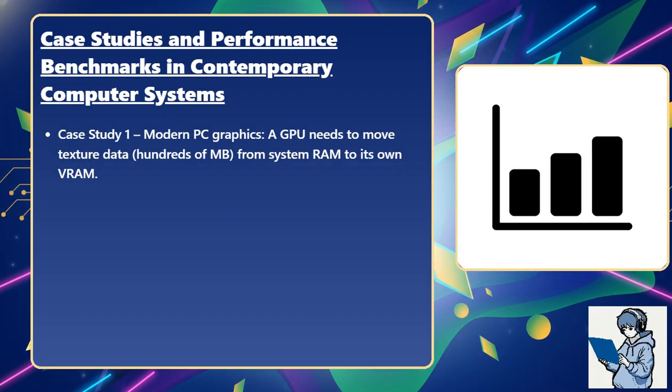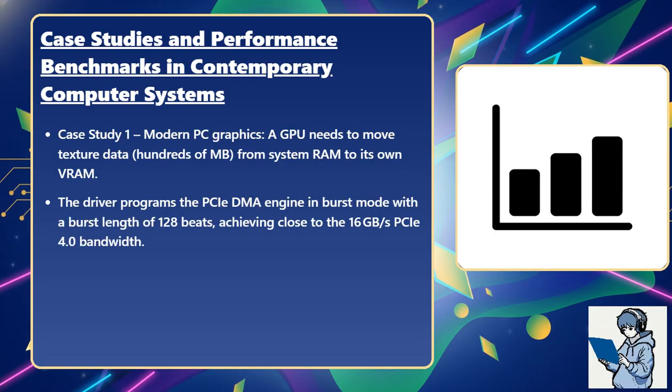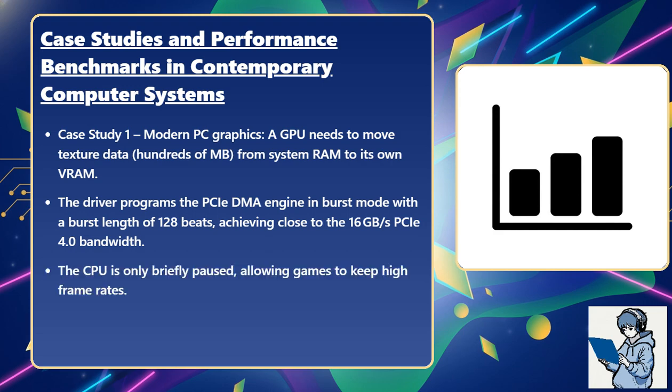Case Study 1. Modern PC graphics. A GPU needs to move texture data, hundreds of megabytes, from system RAM to its own VRAM. The driver programs the PCIe DMA engine in burst mode with a burst length of 128 beats, achieving close to 16 gigabytes per second, PCIe 4.0 bandwidth. The CPU is only briefly paused, allowing games to keep high frame rates.